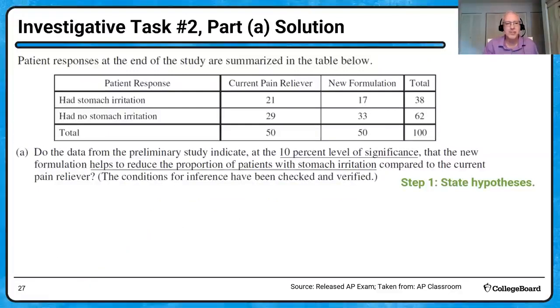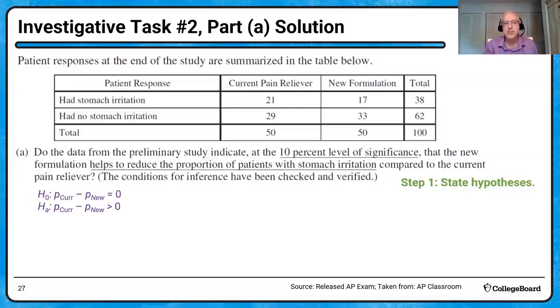We'll state our hypotheses. The null hypothesis is P current minus P new equals 0, or that P current equals P new, that they're the same proportions. And the alternative is that P current minus P new is greater than 0. So we will explain that. The current pain reliever is the one that we think will have a higher proportion of stomach irritation than the new formulation that's supposed to be easier on the stomach. So P current would be greater than P new in that case.